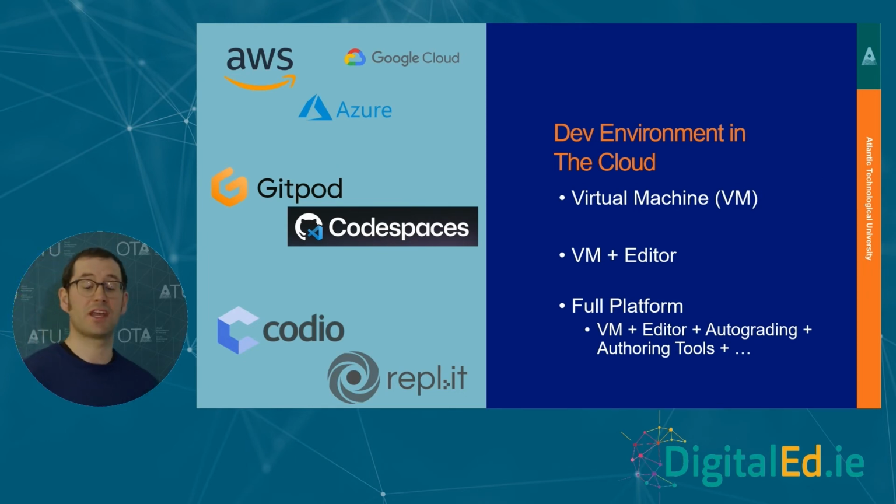And then we have another category of platforms which are a full platform. You have a virtual machine, an editor, plus additional tools like auto-grading and authoring and stuff like that. Things like Codio and Replit take this approach. So there's a lot of different ways to skin this cat, basically.